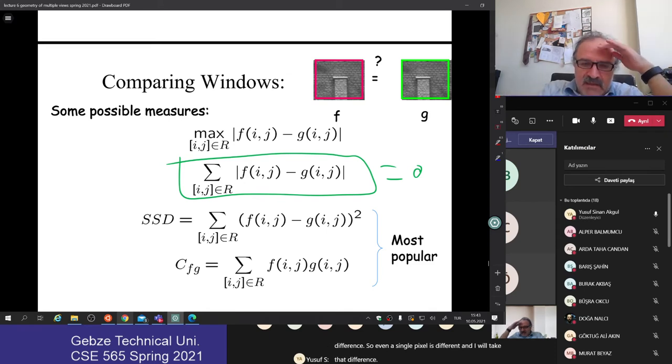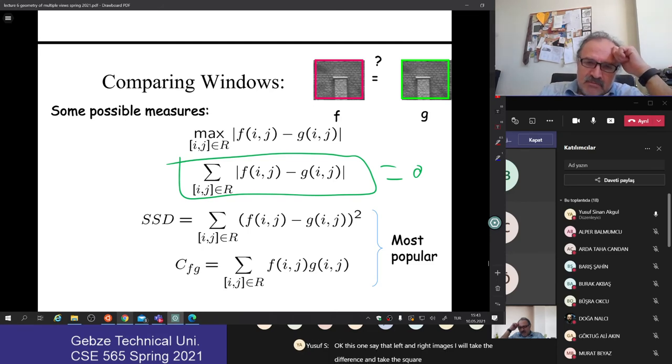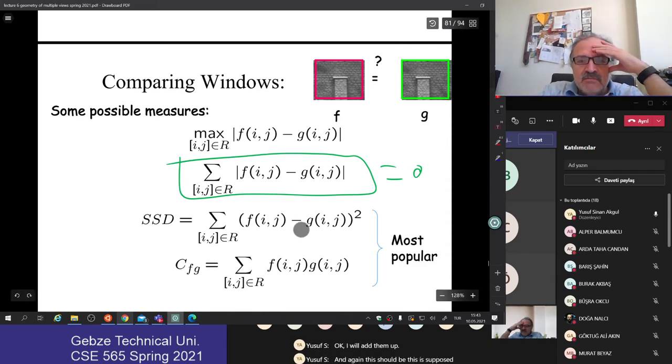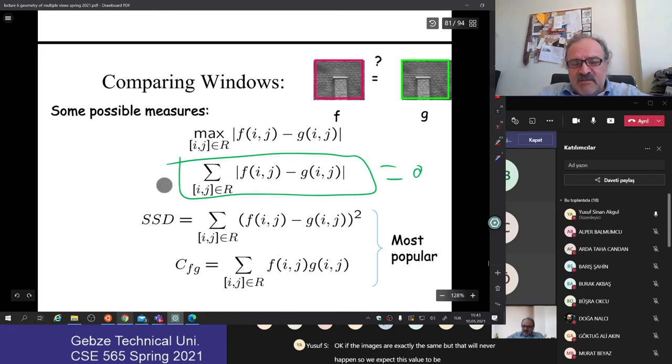Okay. This one says that for the left and right images, I will take the difference and take the square, and add them up. And again, this is supposed to be zero if the images are exactly the same, but that will never happen. So we expect this value to be small, as small as possible.